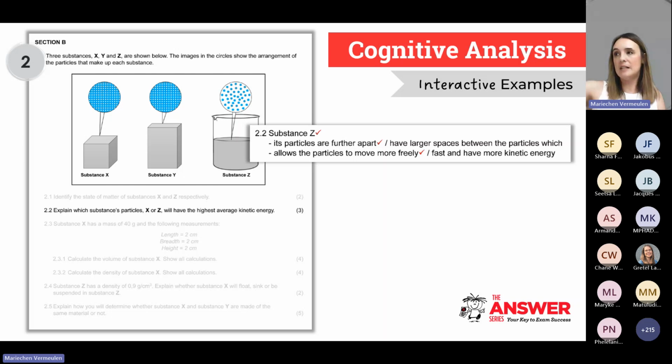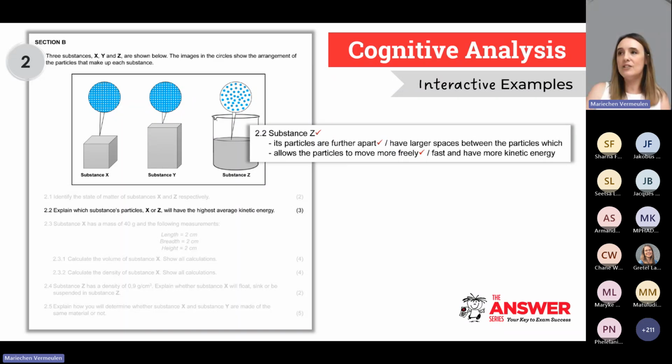So if you look at the second sentence, they say it allows the particles to move more freely, and then you have that tick. Technically, you would only provide the mark to the option fast, right? Have more kinetic energy should actually just be in brackets because it's part of the question and it shouldn't be part of the answer. It shouldn't be considered for a mark.